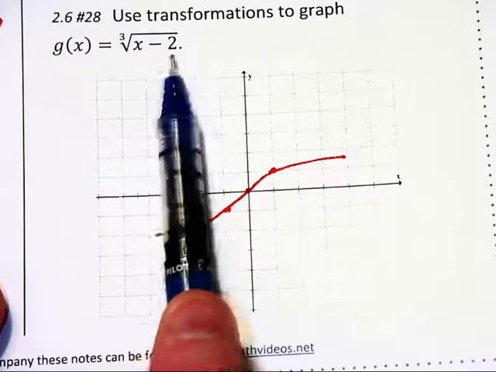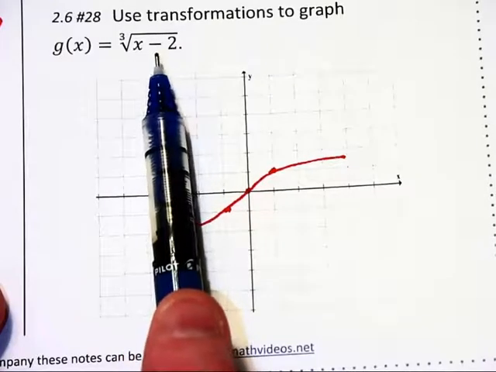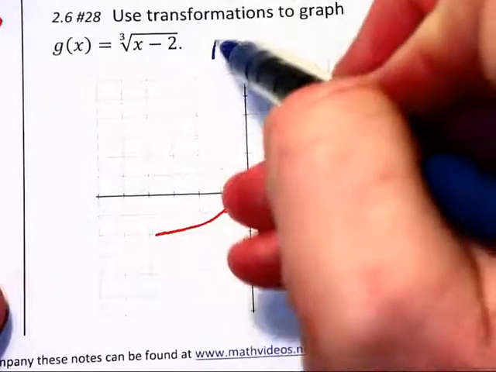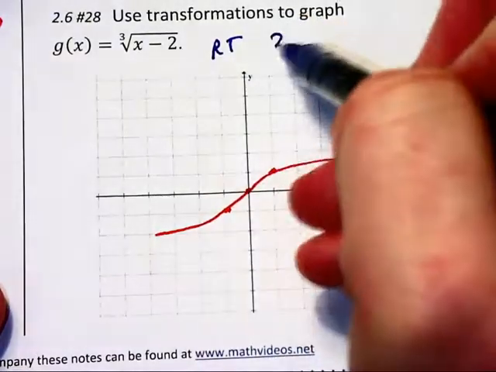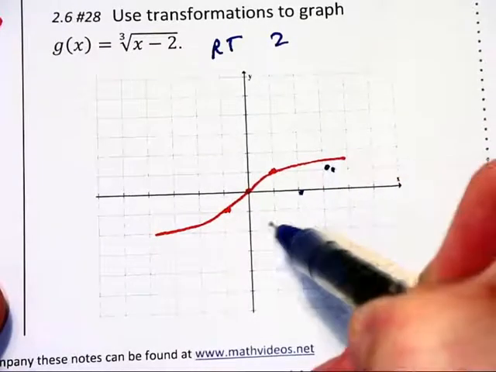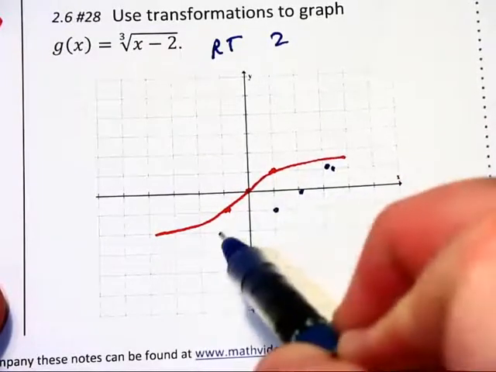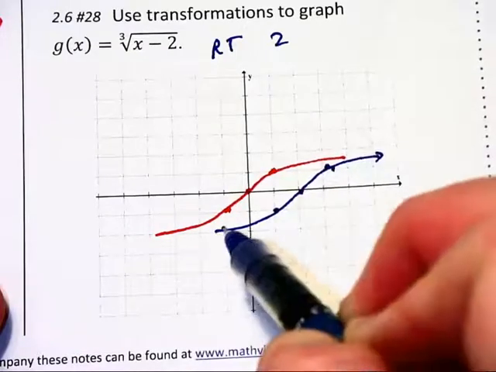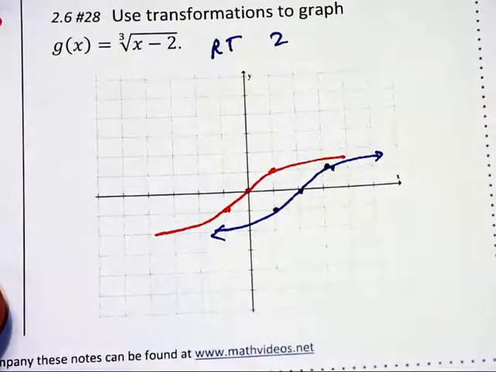Now that minus 2, that's right there with the x as if it were in parentheses, so that's going to refer to left or right. Minus usually goes to the left, but we're doing the opposite here, and this is going to refer to right 2. So each point here is going to move 2 to the right. Let me get those points drawn a little more accurately. And there we have our curve drawn in after that transformation.